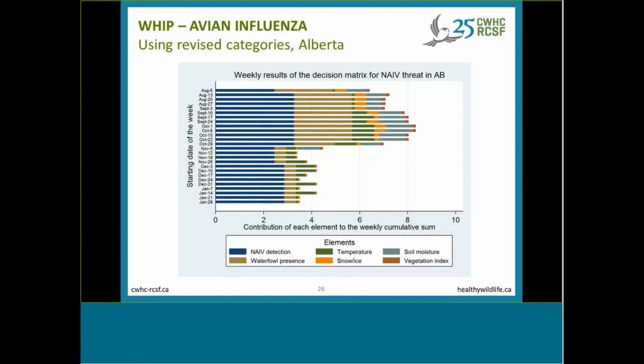So in fact, the migratory season for Alberta ended a month earlier than expected. Another thing I wanted to point out on here is that the vegetation index really didn't change, and either we have to rethink how we use it or not use it at all. It wasn't very useful. Next slide, please.